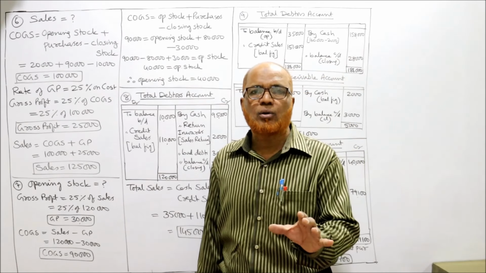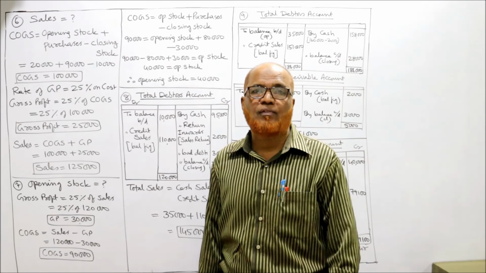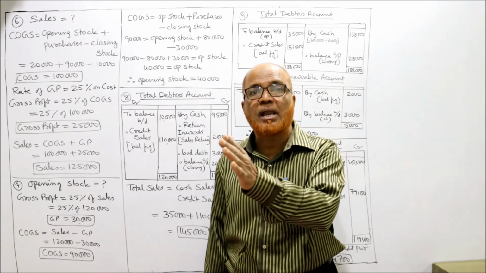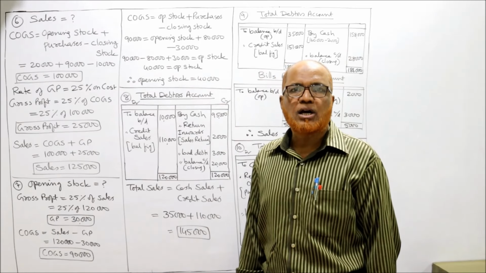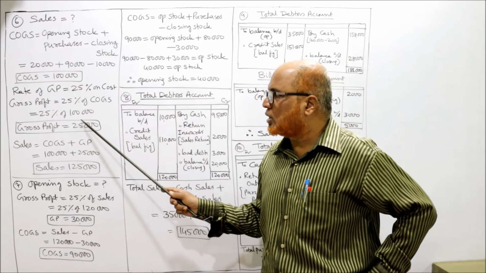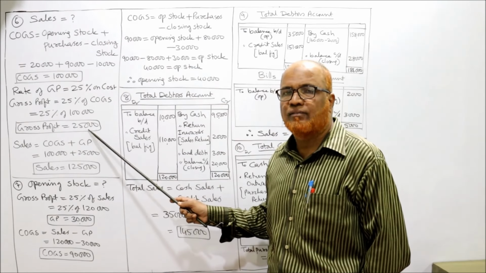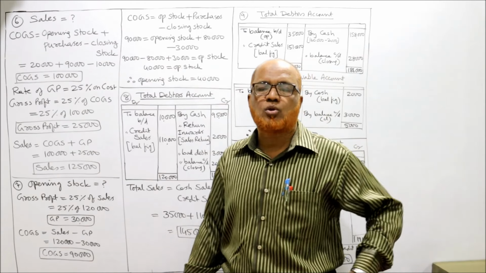Finally, what we have to find out, how much are the sales? Now again you have to remember the formula. Sales is equal to cost of goods sold plus gross profit. So cost of goods sold we got 1 lakh rupees and gross profit we got 25,000. To add up 1 lakh plus 25,000, 1 lakh 25,000 rupees are the sales.